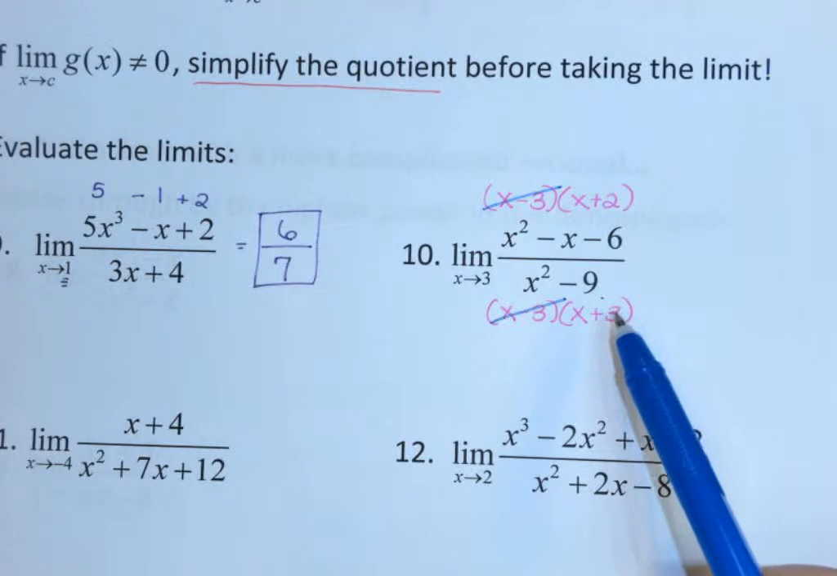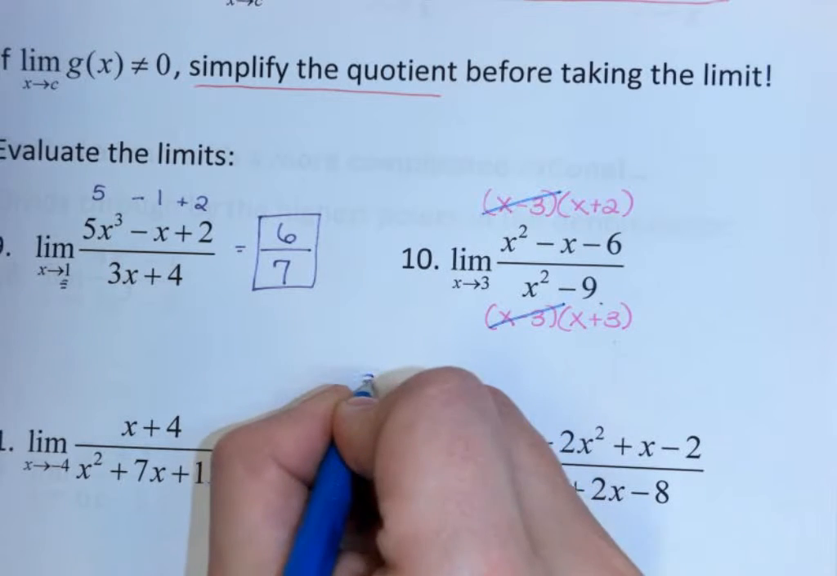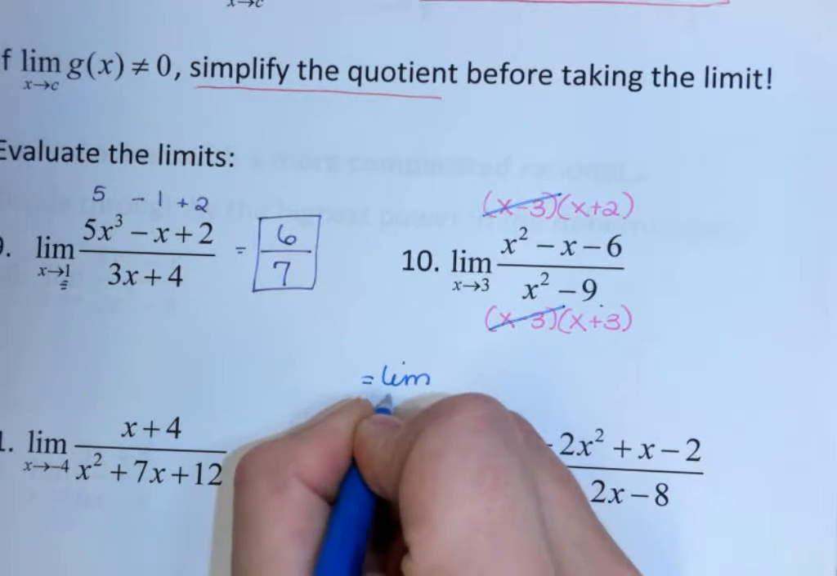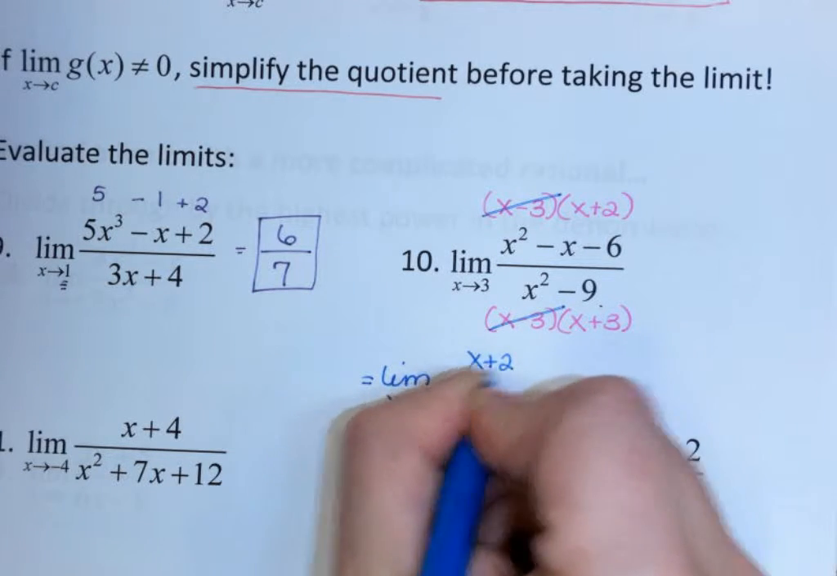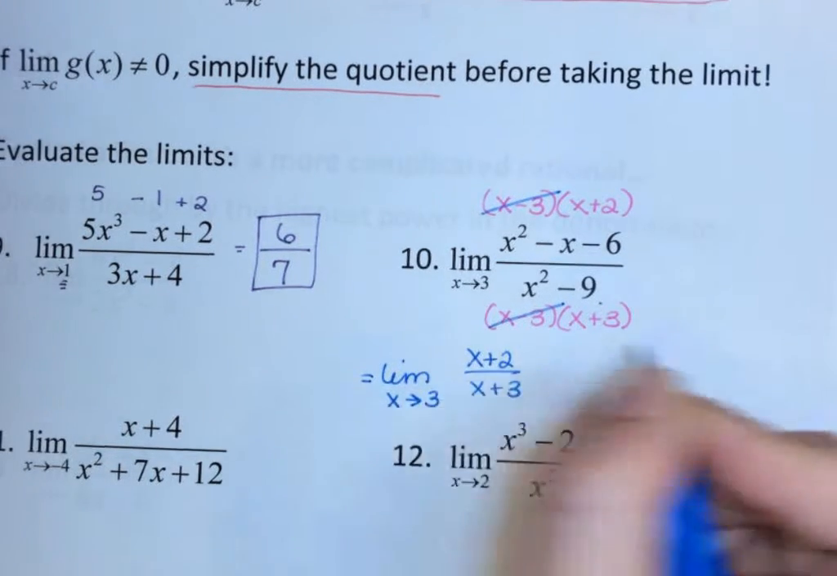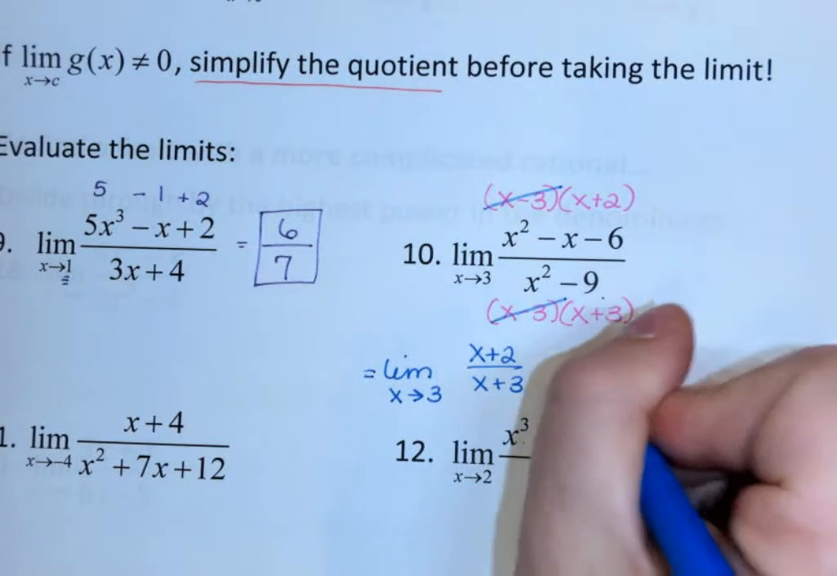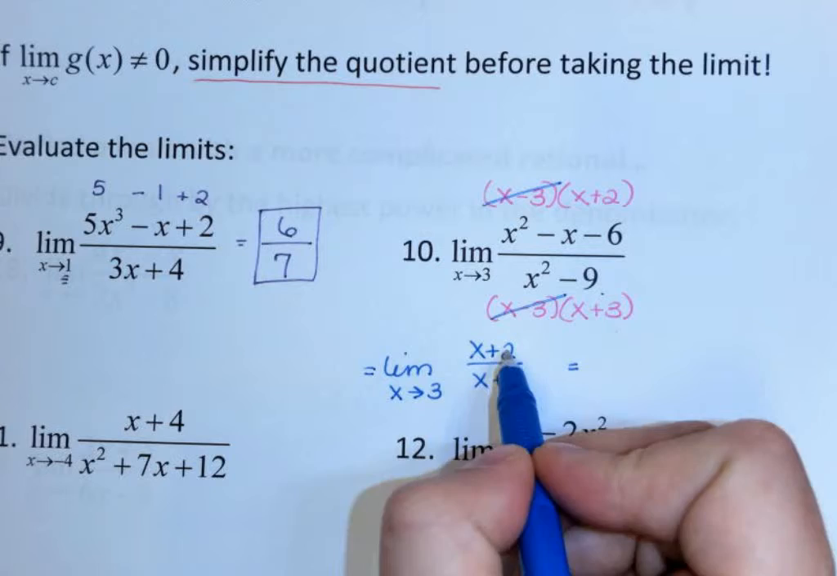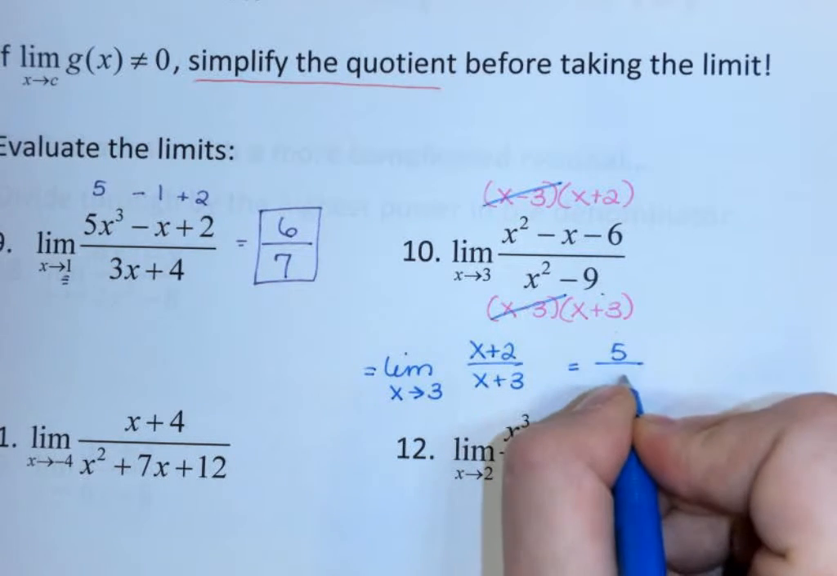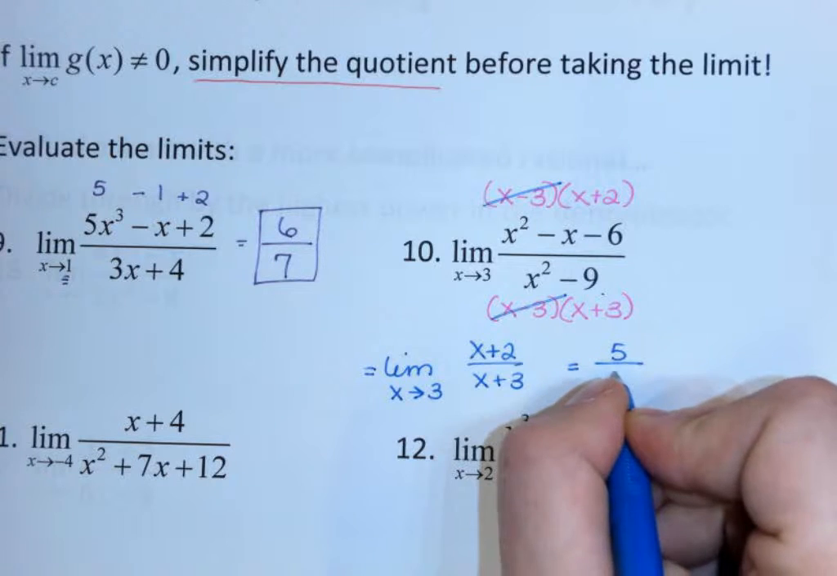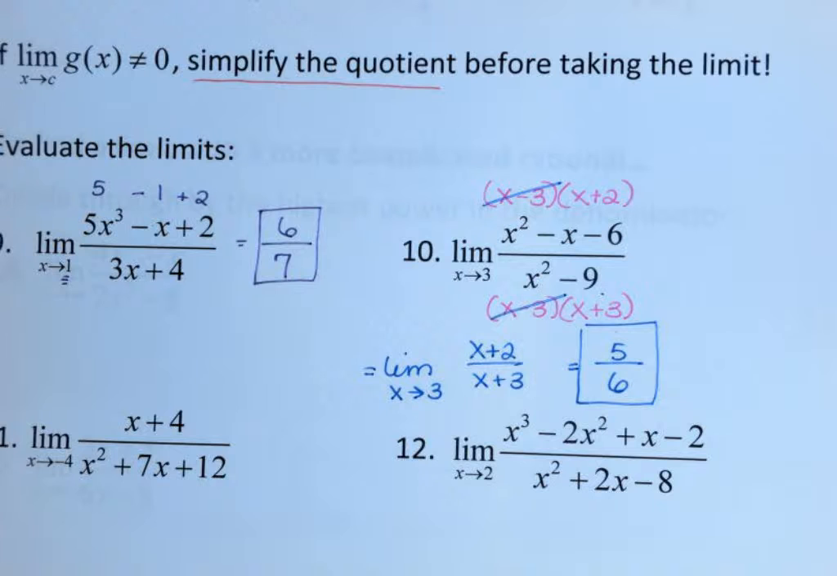Just a little bit of a review of what we've talked about. So that means that this guy is going to be the same thing as the limit as x goes to 3 of x plus 2 over x plus 3. Now I can try just by plugging it in, see what we get. What is 3 plus 2? 5. 3 plus 3? 6. Done.